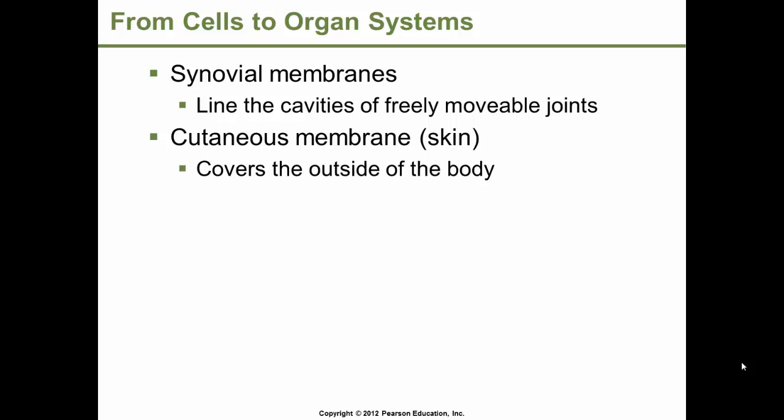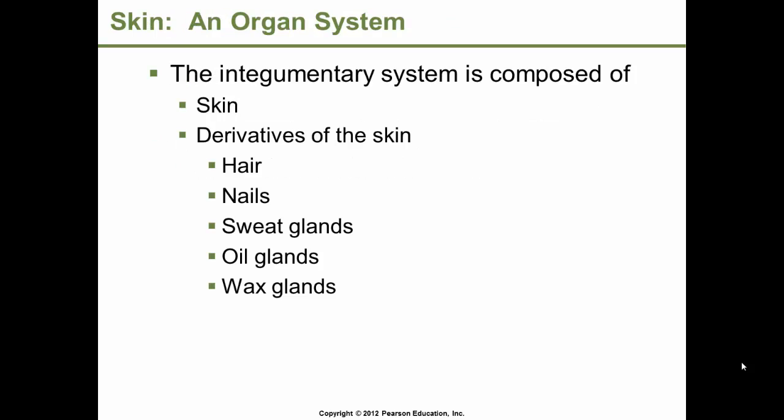Unlike other membranes, it is thick, relatively waterproof, and dry. The integumentary system is composed of the skin, derivatives of the skin, such as the hair, nails, sweat glands, wax glands, and oil glands. The skin is the largest organ system, and is considered an organ because the skin and its components function together in bodily processes.